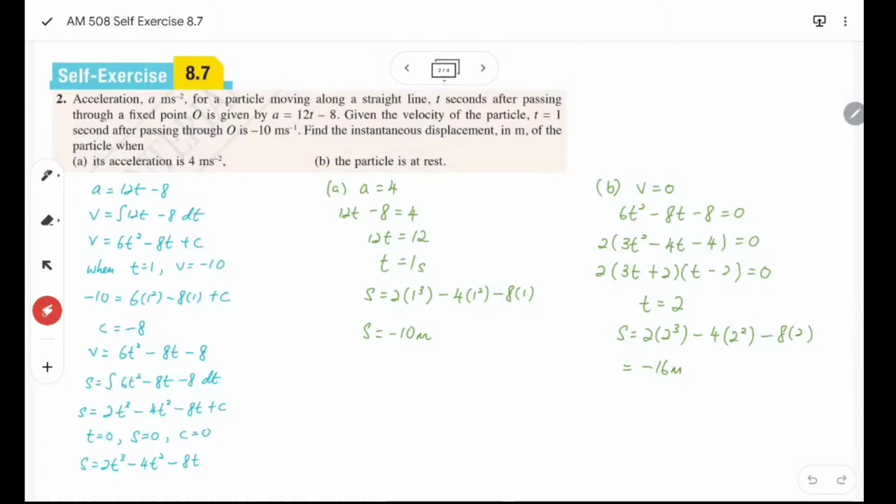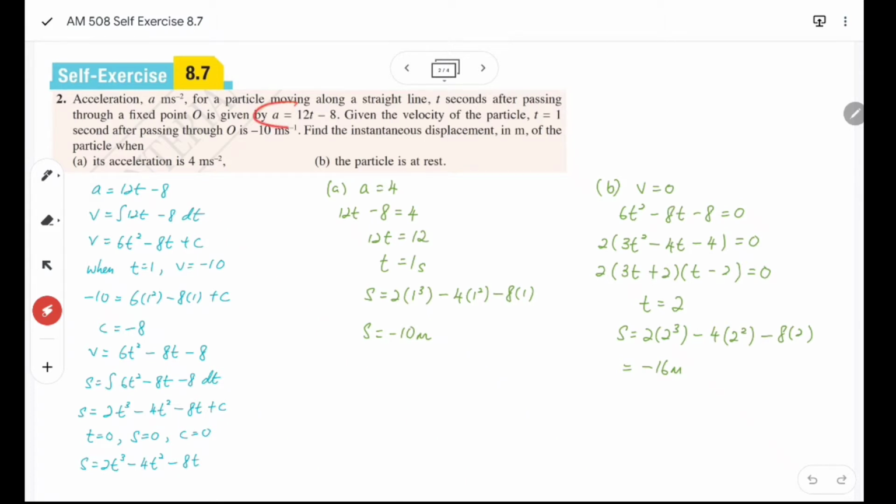Question number 2. Acceleration a meter per second square for a particle moving along a straight line t seconds after passing through a fixed point O is given by a equals 12t minus 8. Given the velocity of the particle t equals 1 second after passing through O is negative 10 meter per second. Find the instantaneous displacement of the particle when its acceleration is 4 meter per second squared.